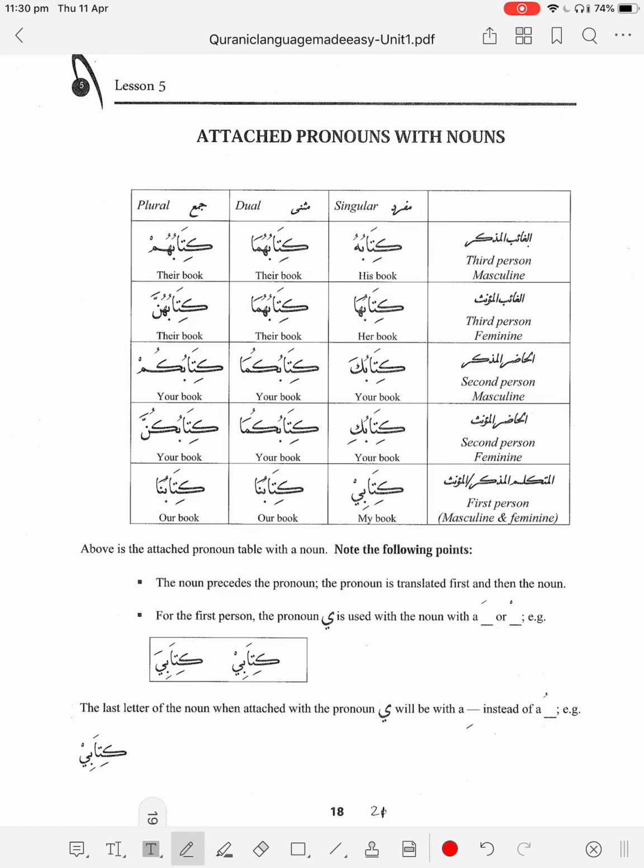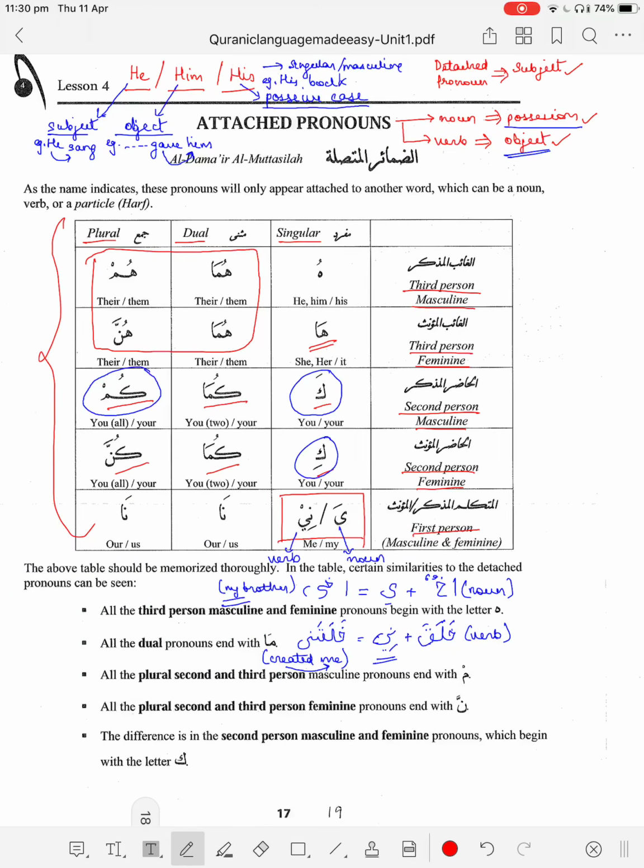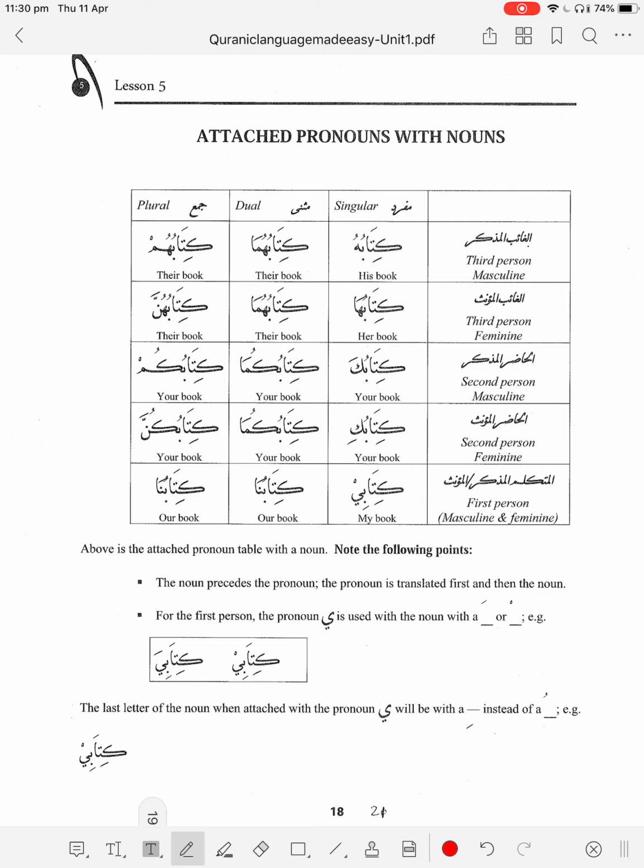Assalamu alaikum. This is pronouns continued. In the previous lesson we talked about attached pronouns, and this is the entire table of the attached pronouns. But these pronouns can be attached to either a noun or a verb. Lesson number 5 is about when these pronouns are attached to a noun, and we have already said that if this is the case, then the pronoun is in possession of something. So it is a possessive case.